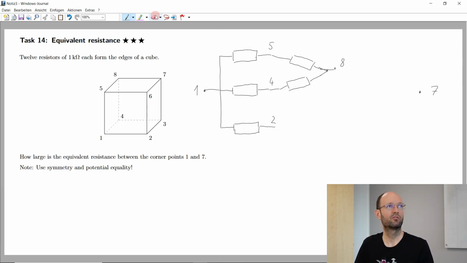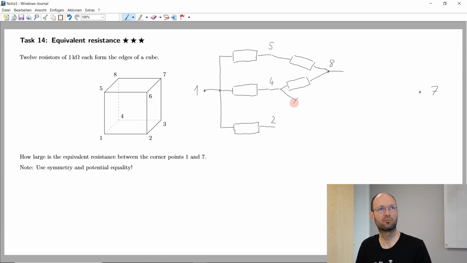It's not really looking super nice. Why is this so small? I will redraw this here. So from 4 and 5 we go to node number 8. And from 4 and 2, in both cases we go to node number 3.